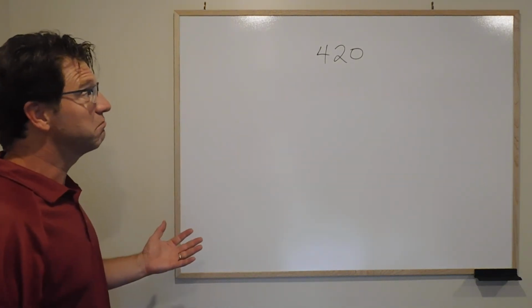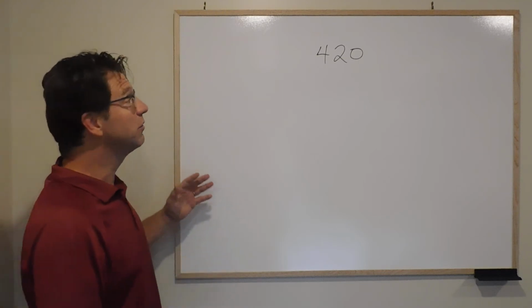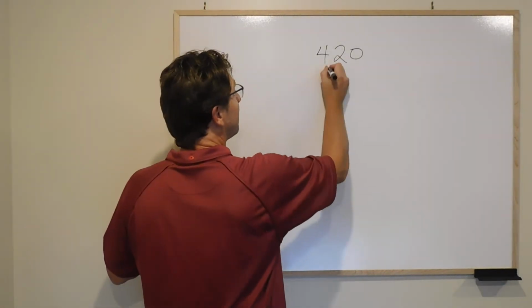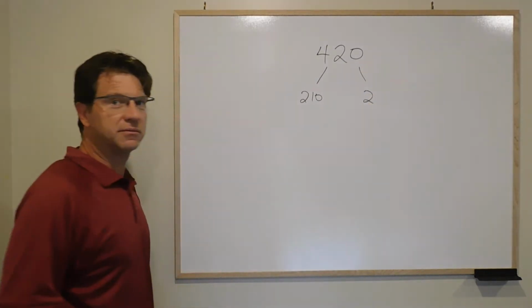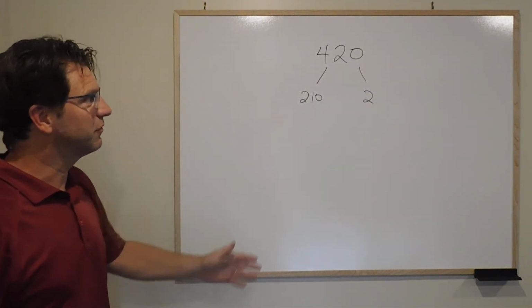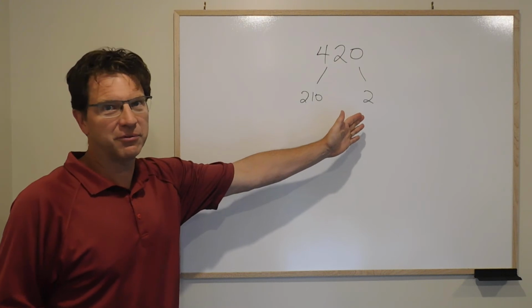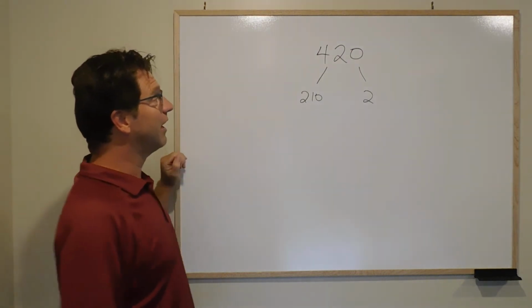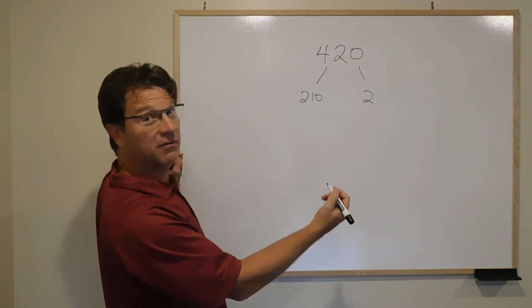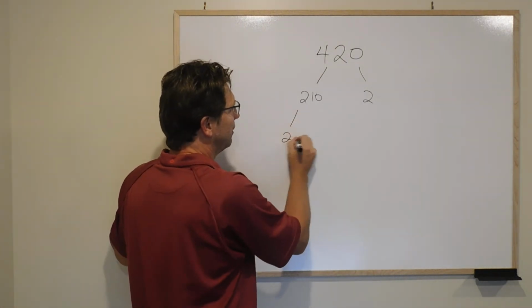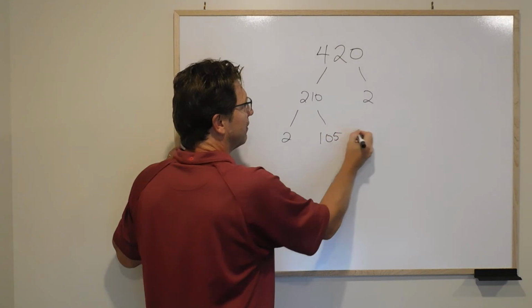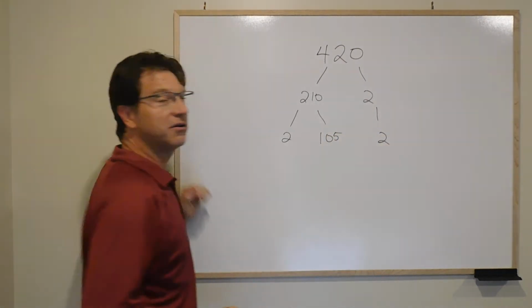But I know it looks like it's divided by 2 easily. So I could take that and say it's 210 times 2, right? And I can say, well, 2 is a prime number. 1 times 2 is the only option. 210, it looks to me like it could be divided by 2 again. So 2 times 105, that one I cannot do anything with.